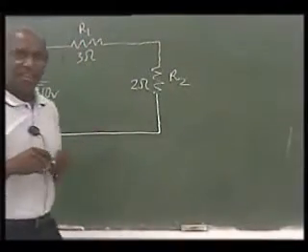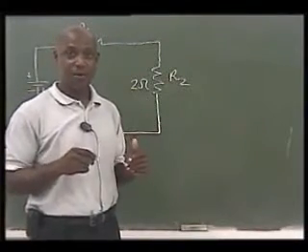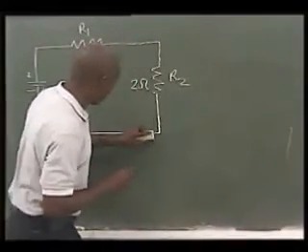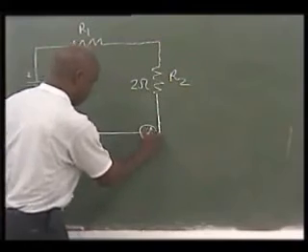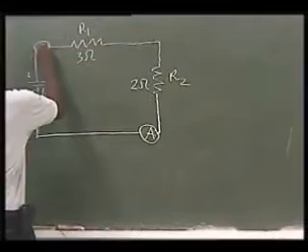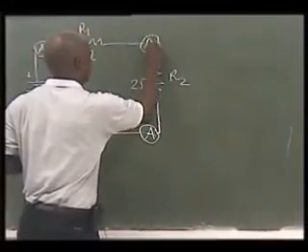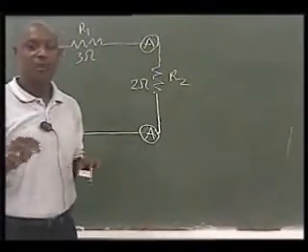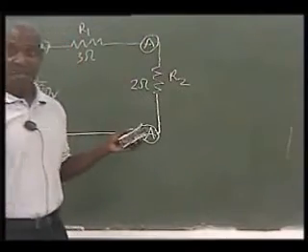When I said that current anywhere in the circuit is the same, what I was saying is that if I were to put an ammeter here, and I were to put an ammeter here, or I were to put an ammeter here, these 3 ammeters will read the same value. That's what I meant by current is the same anywhere in the circuit.